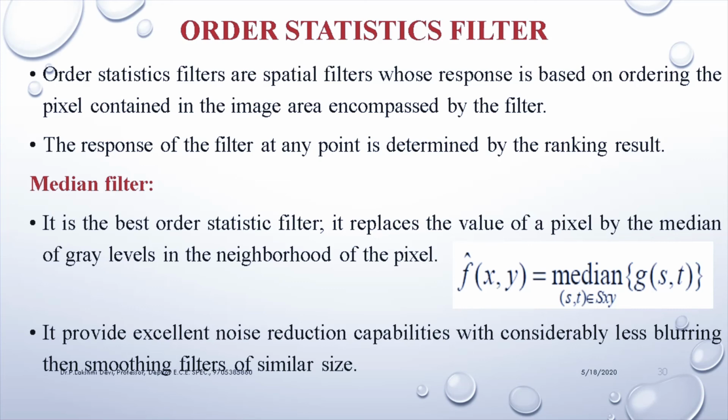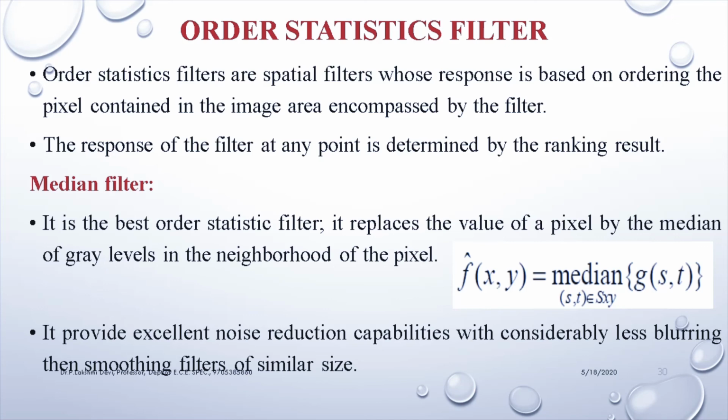With 9 values, definitely we have a middle value. The middle value should be used for replacement. That means the center pixel value of that subimage is replaced by the middle value of these ordered gray levels. That's the reason it's called the median filter. It is formulated as f cap of xy is equal to median of g of st, with st belongs to Sxy. Once ordered, take the center value and replace the center value of a window or subimage by its median value.